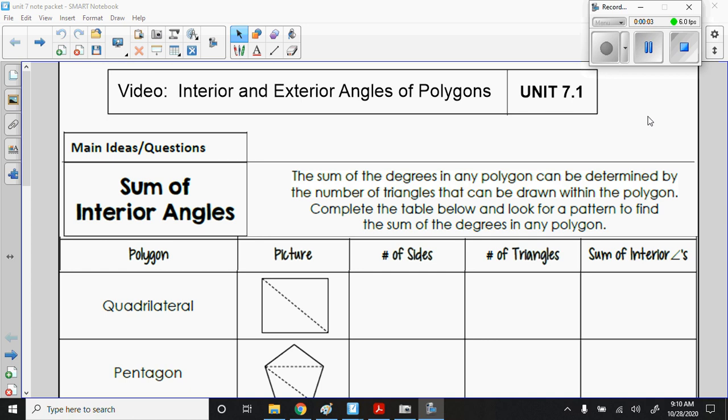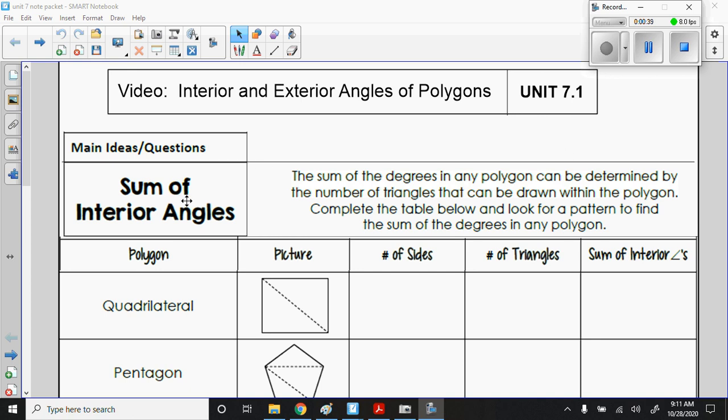Here we are with the first video of Unit 7 called Interior and Exterior Angles of Polygons. Unit 7 is all about going above and beyond just three-sided figures. Now we're going to get into polygons, which means any figure with three sides or more. For this section 7.1, we will focus more on all the polygons, but after this, we're going to narrow it down to four-sided figures.